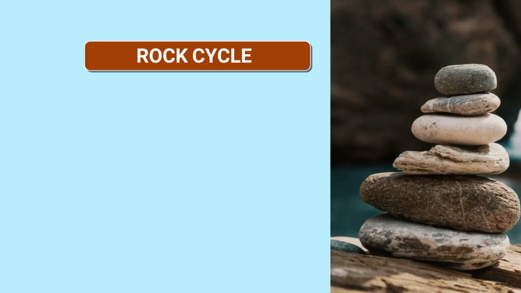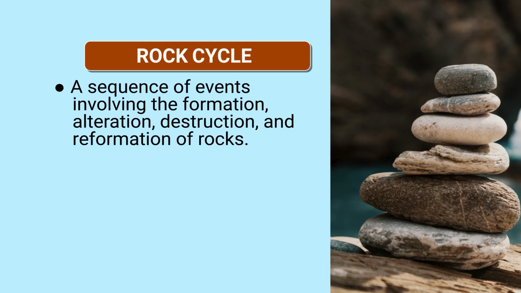Now let us come to the rock cycle. What we have discussed is the rock cycle, which is important. You must have seen that one type of rock changes to another type of rock. A sedimentary rock can become metamorphic, can become sedimentary, igneous can become sedimentary. So this is a cycle, that is why it is called a rock cycle. That is nothing but a sequence of events involving the formation, alteration, destruction and reformation of the rocks.